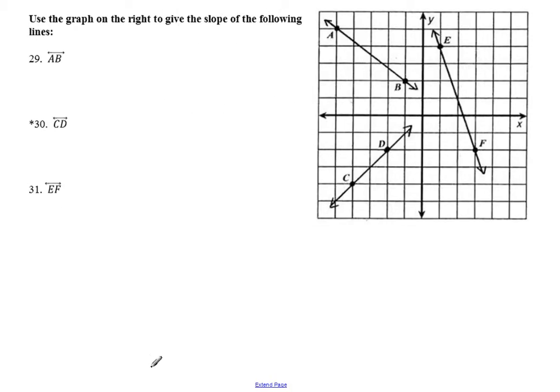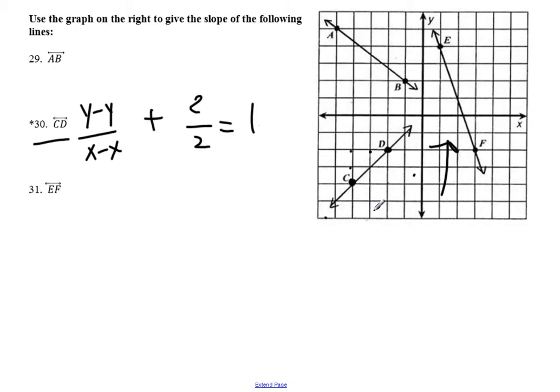All right, number 30 says use the graph on the right to give the slope of the following lines. Line CD. Here's line CD. Remember, slope is your y's over your x's. So first I figure out how point C turns into point D. From left to right, is it going in the positive or negative direction? From left to right, it's going up, so this is going to have a positive slope. From C to D, I can go y 1, 2 over x 1, 2, which gives me a positive 1. Or I could go from D to C, y 1, 2, x 1, 2. Either way, I get 2 over 2, which is a slope of 1.